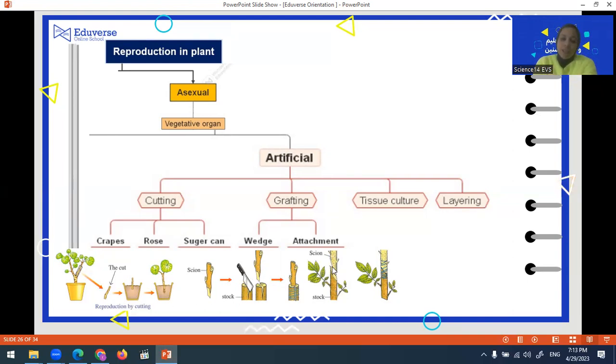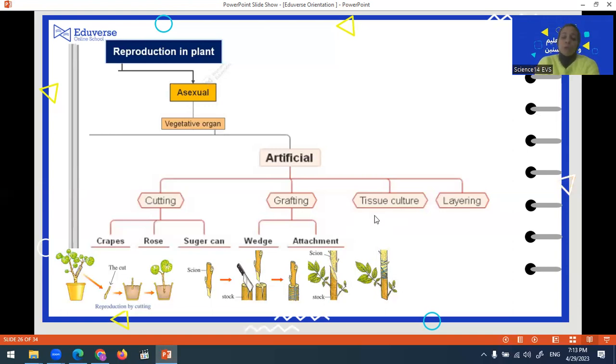But this differs in the way of cutting. This is by an integrated angle together, and we're going to tie them together. So by grafting, we have the wedge and attachment. In wedge, the scion will be inserted into the cleft which we made inside the stalk, but in the attachment, the scion and the stalk will be in an integrated angle to each other, and we're going to tie them together. Why should we do this? Because the scion needs the juice of the stalk to feed on it and to grow. So this is why we tie them together.